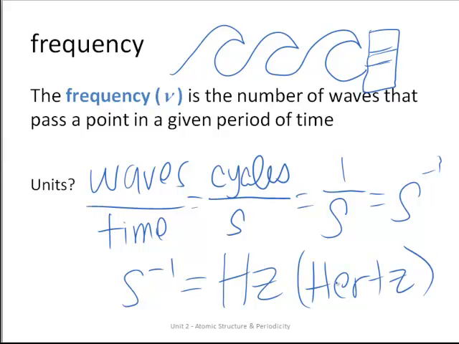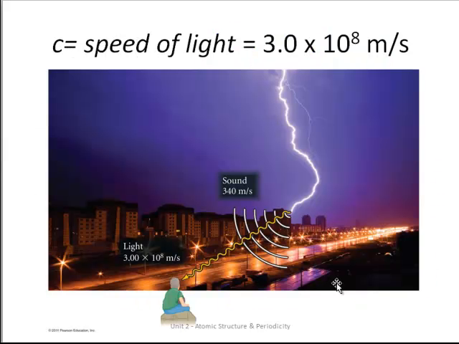Okay, now it turns out that because the speed of light is constant, 3.0 times 10 to the 8th meters per second, if we know the frequency of light, we can calculate the wavelength. And we'll go over some of those calculations shortly. The speed of light is a constant, 3.0 times 10 to the 8th meters per second, which is, of course, very fast. And here an image from your textbook illustrates how much faster the speed of light is, say, than the speed of a different wave, such as sound.